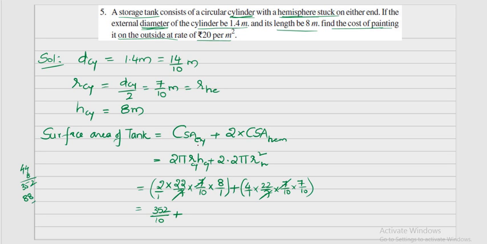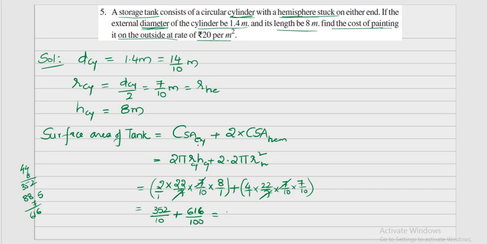So I need to find out 88 7s are. So 8 7s are 56, so 5 is left. 8 7s are 56, so 56 plus 6 is 61. So what am I going to get here? 616 by 100. So I am going to get 616 by 100 because here I am having 2 tens, right?